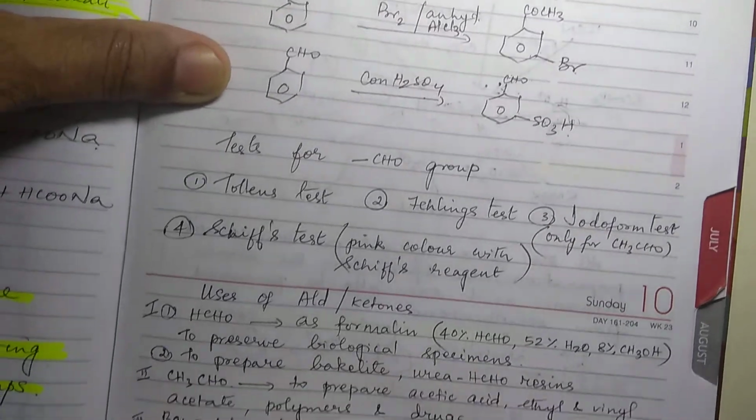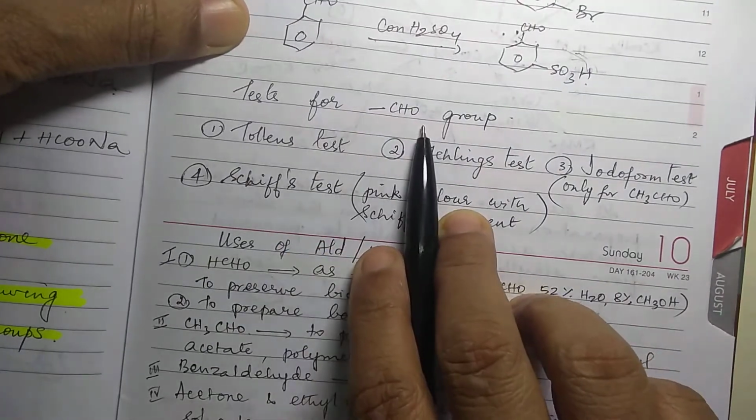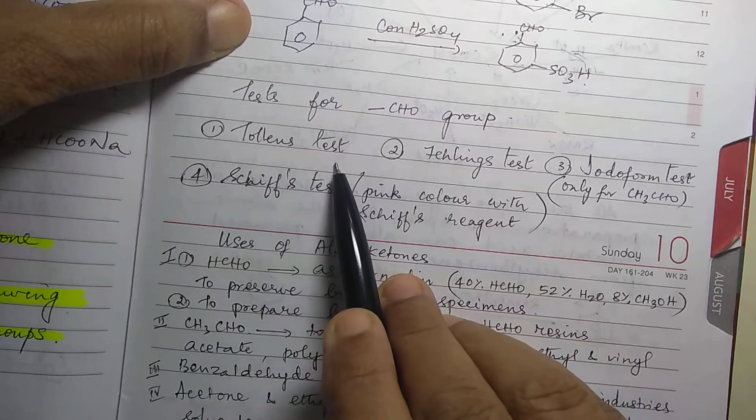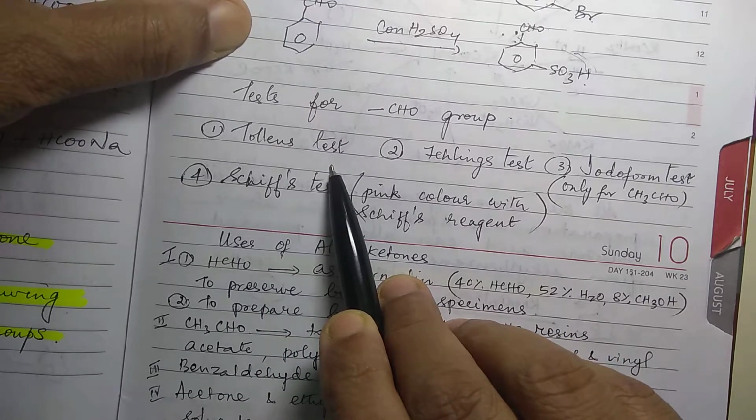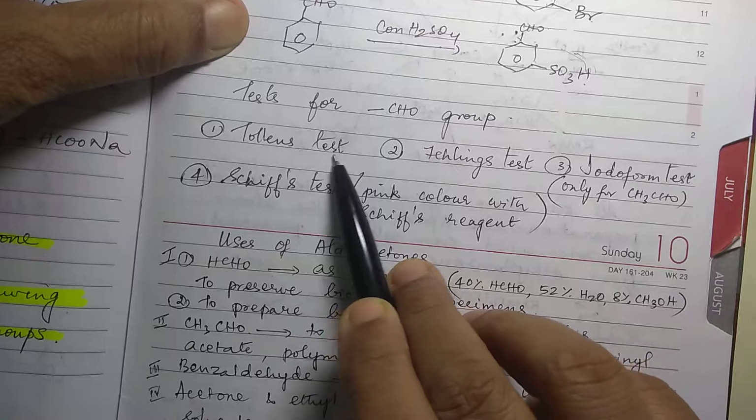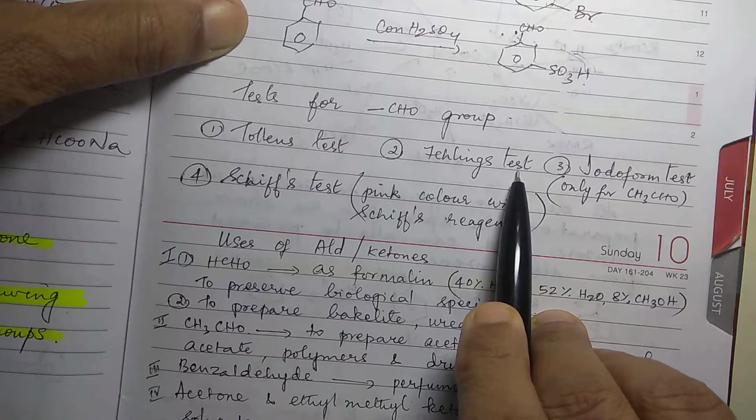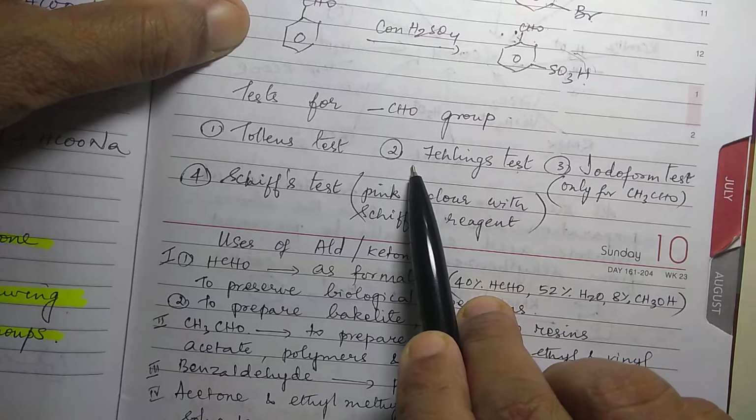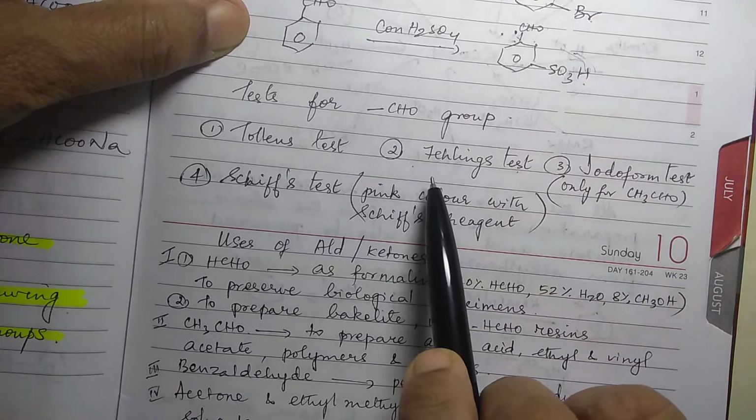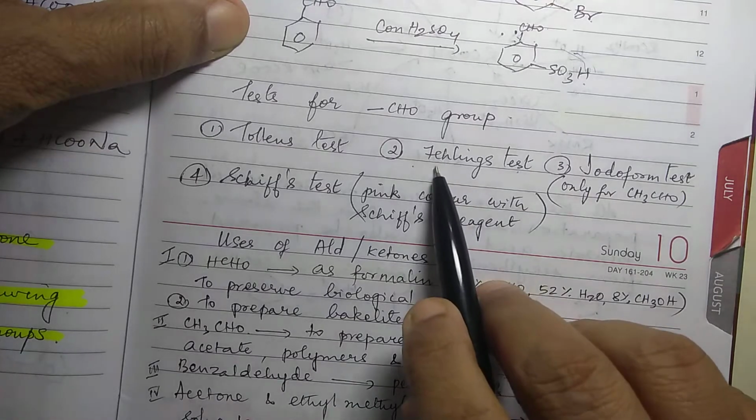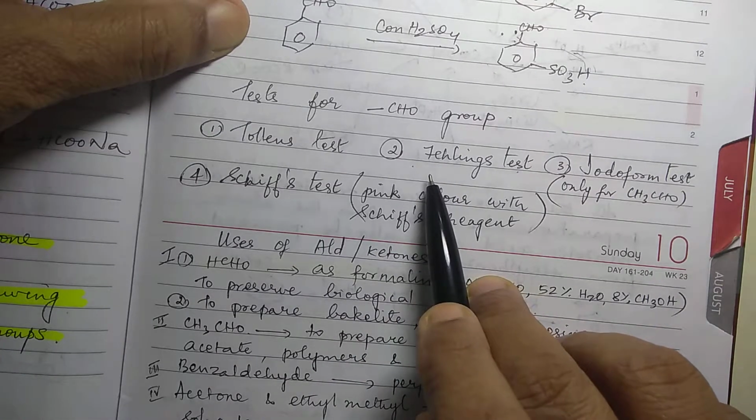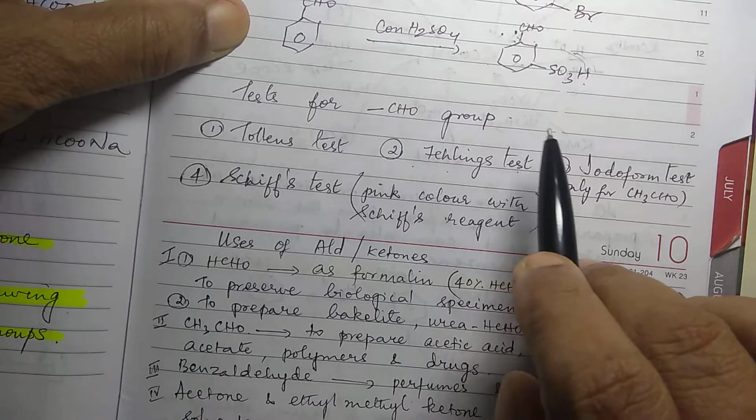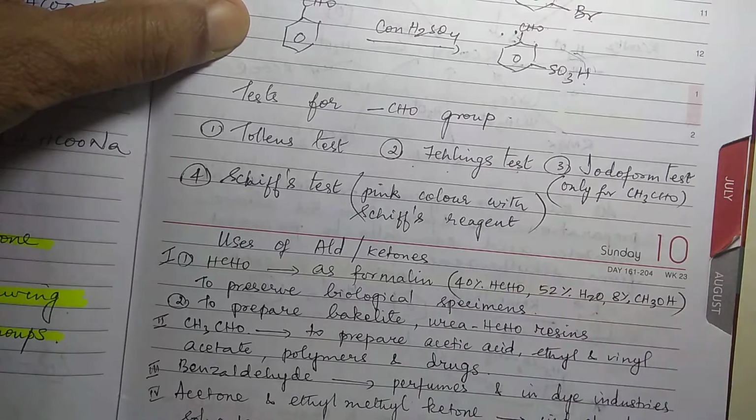Now what are the different tests for the aldehyde group? One is Tollens test. Ammoniacal silver nitrate is called Tollens reagent, and that will oxidize the aldehyde group to acid. Then Fehling's test. It is a mixture of Fehling's A and Fehling's B. We have done that in detail. Fehling's A is aqueous copper sulfate. Fehling's B is sodium potassium tartrate in an alkaline medium, and Cu2+ present in the Fehling's reagent will get reduced to Cu+, that is Cu2O, red precipitate form hoga.